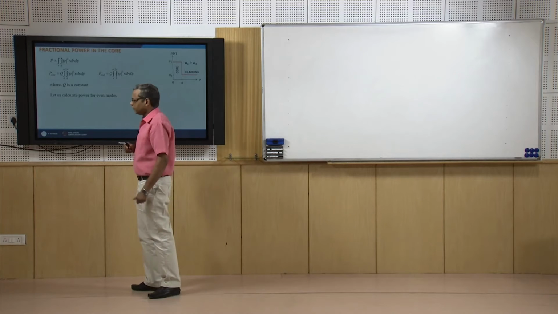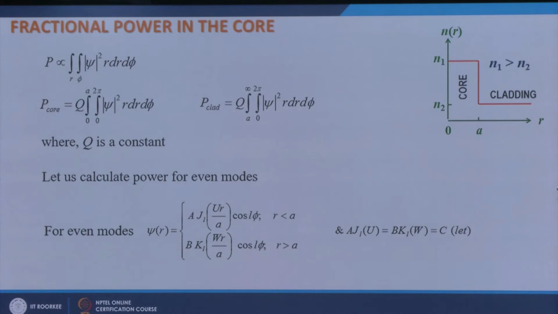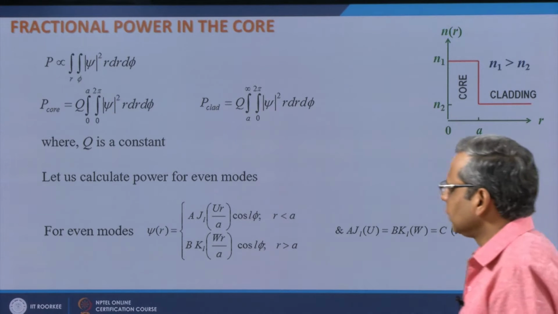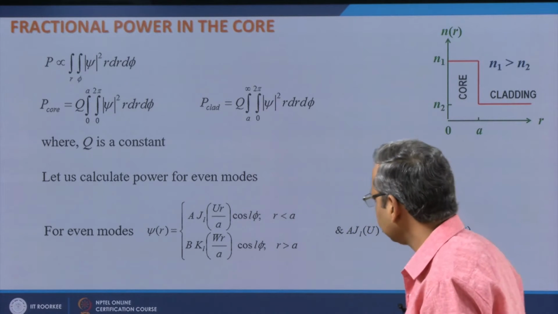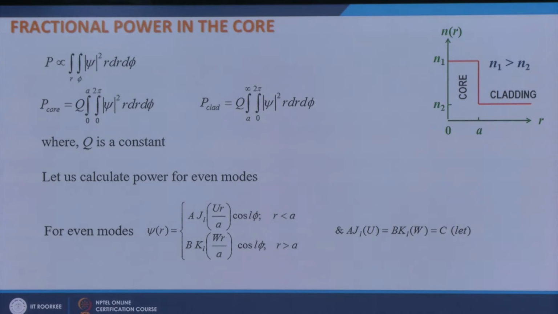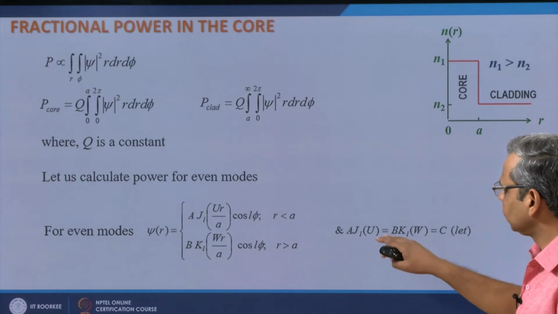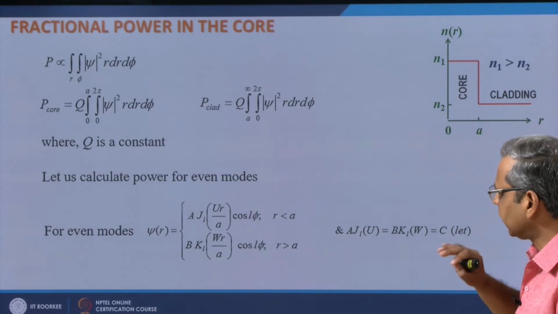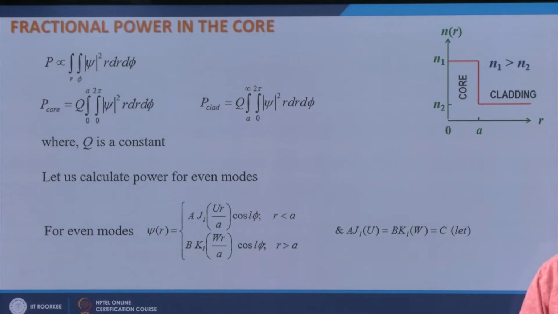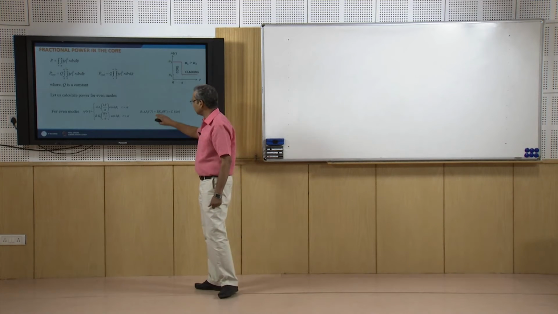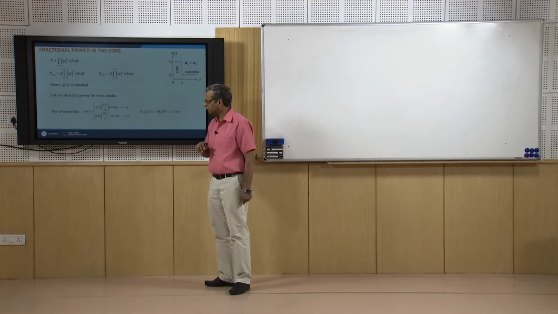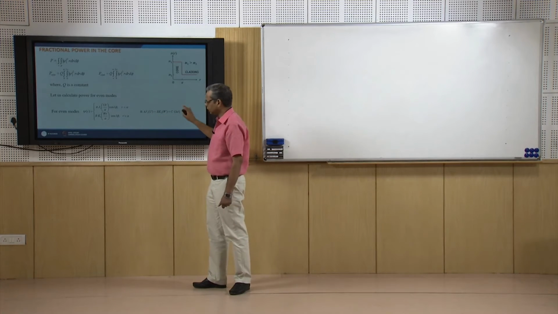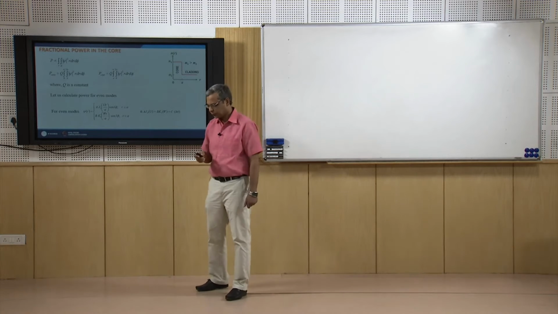So, let us calculate the power for even modes. For even modes, the solutions psi r in the regions core and the cladding are given by this, where a and b are related to each other by boundary conditions. Here I have used the boundary condition that psi r is continuous at r is equal to a. So, a J_l(u) is equal to b K_l(w), and let me equate to some other constant c. So, I can get these a and b in terms of a single constant c.